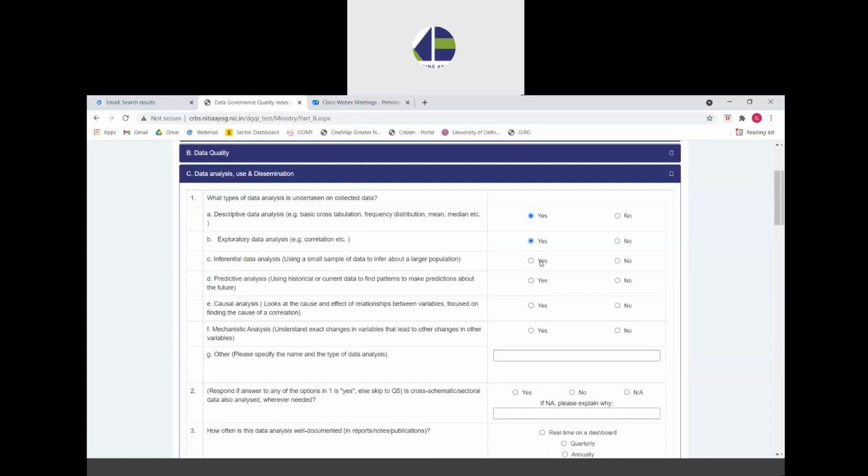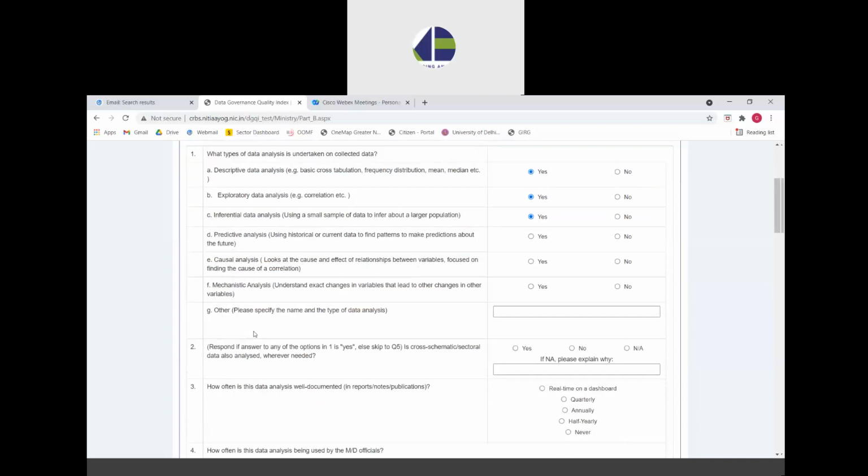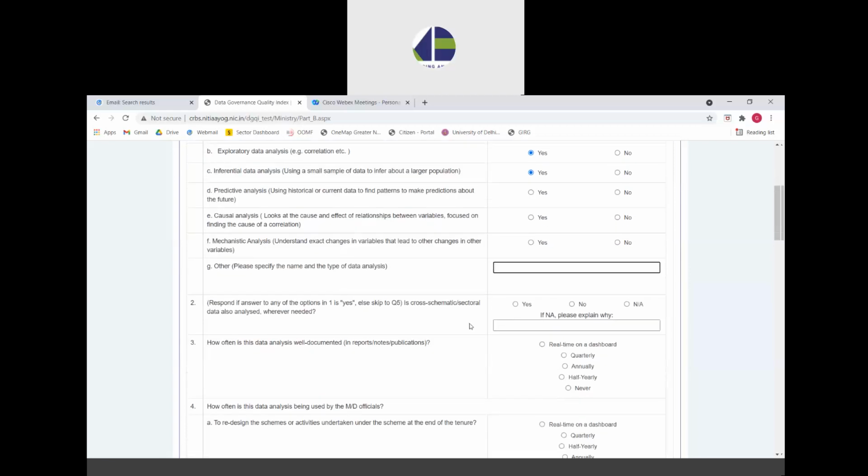It's a multi select question, so whichever type of analysis they are undertaking, you're requested to please select those options accordingly. Ranging from descriptive data analysis, which is very basic, going to exploratory, inferential, predictive, causal, to mechanistic analysis. If there is any other type of analysis that's being undertaken, it can be mentioned under the other section.